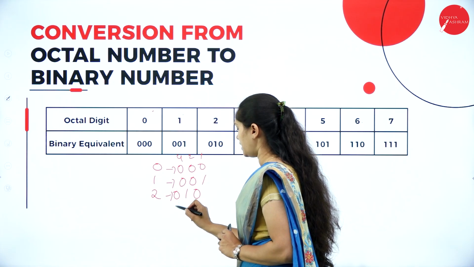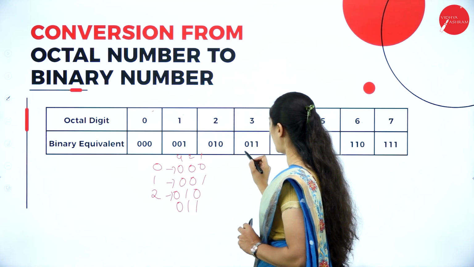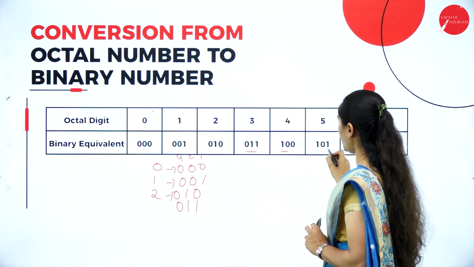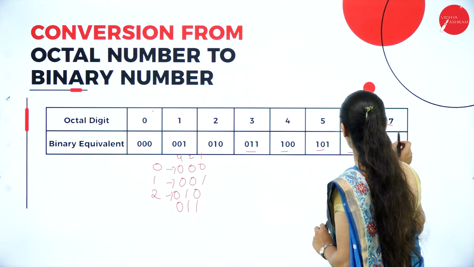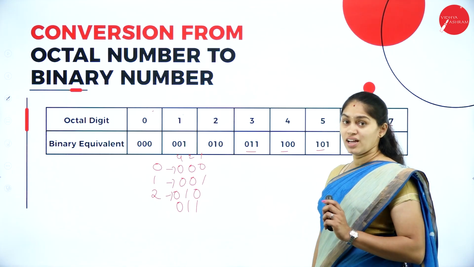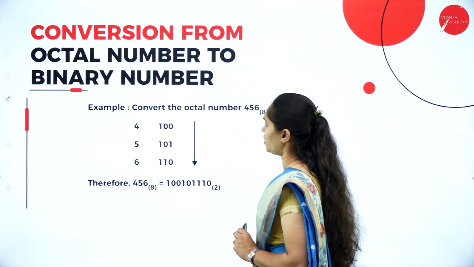For 3, it is 0, 1, 1. And for 4, 1 0 0. For 5, 1 0 1. 6, 1 1 0. 7, 1 1 1. Okay. We'll see the first question, then you will be able to understand here.